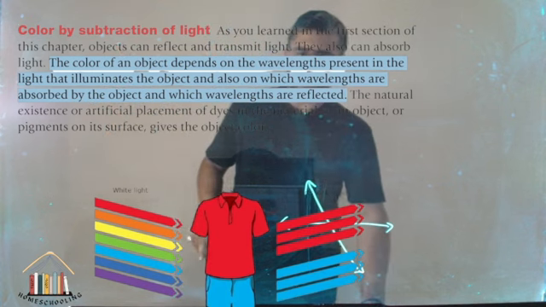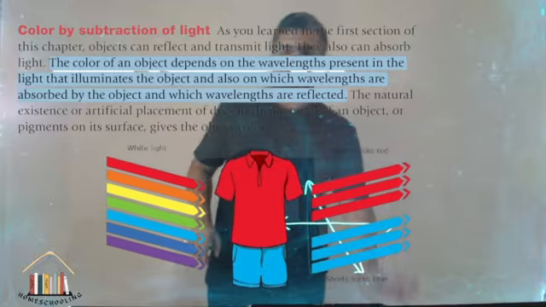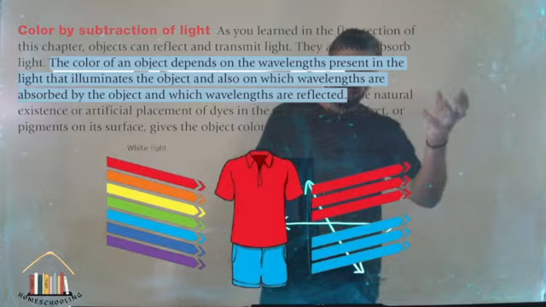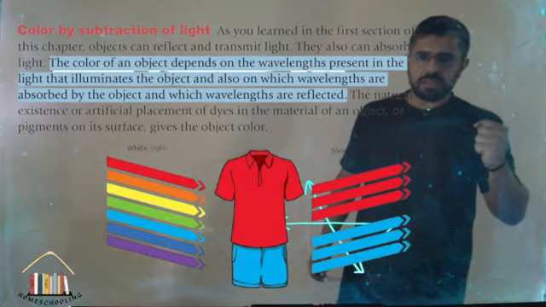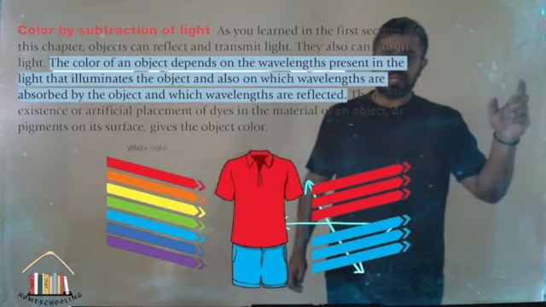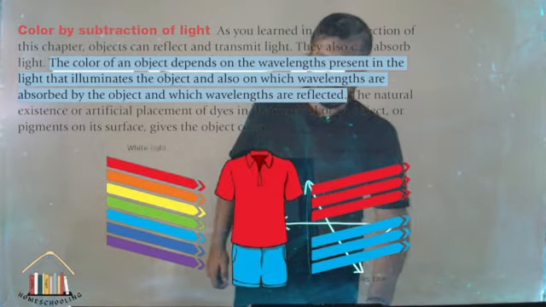So imagine another example when we have a green apple. Why do we see it as green? Because the green apple absorbs all colors but reflects the green wavelengths. That's why we see it as green. All right, we continue.